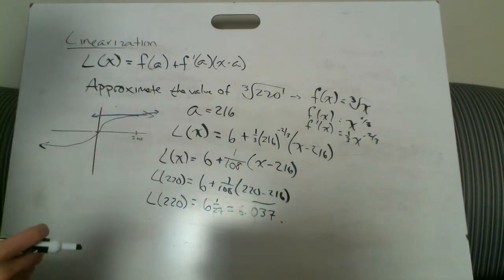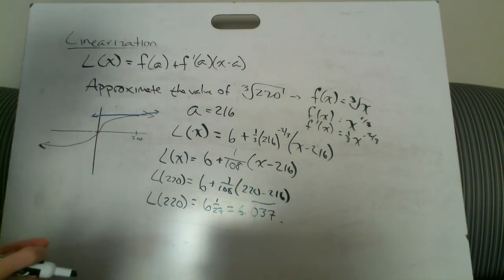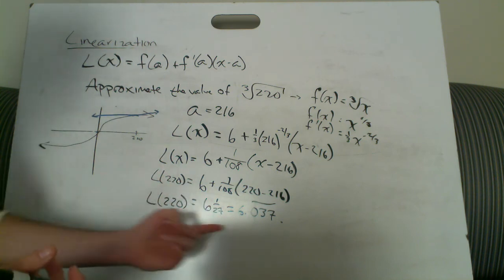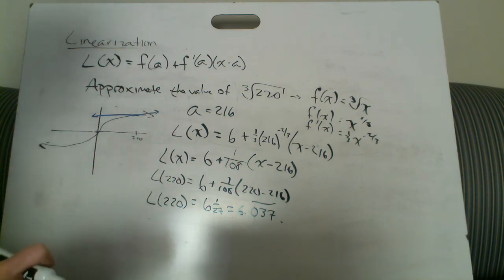Okay. Now again, we should check this. The cube root of 220, we know that that should be pretty close to 6, and our approximation is also pretty close to 6. That's some really good stuff. You could use your calculator to check what the actual cube root of 220 is, and then see how far off we were with our linearization model.